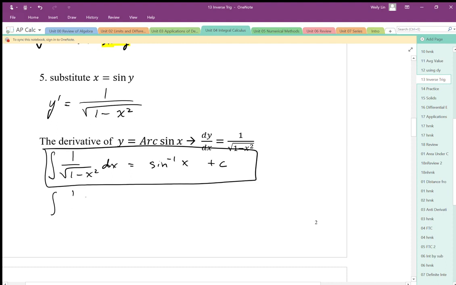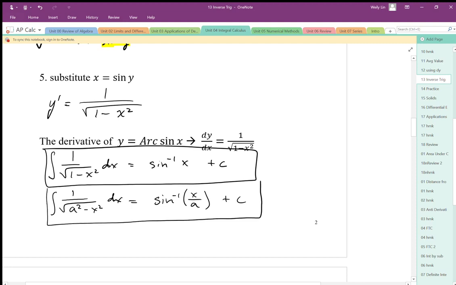We should also integrate, I'm just going to give you this, I'm not going to show you how this one works, but we may do it in a later lesson, but this one we can generalize a squared minus x squared. It generalizes to this antiderivative. So these are two that you should add to your formula sheet.